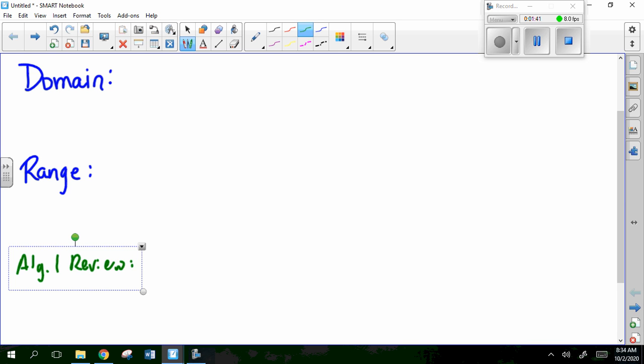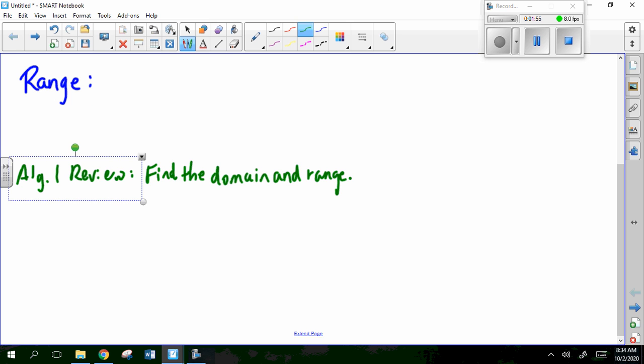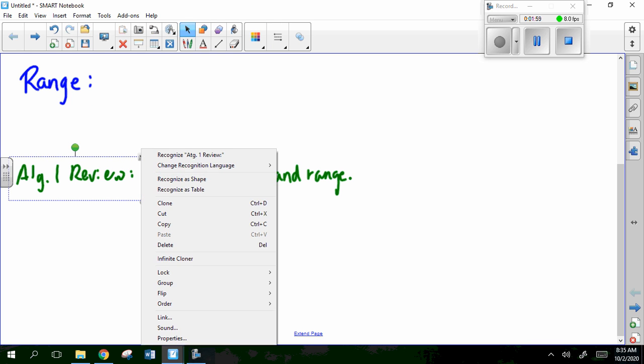Find the domain and range. And I'll slide this up in a second. Find the domain and range. Now, you actually had to do other things with it when you were finding the domain and range, but this is all we're going to review right now.